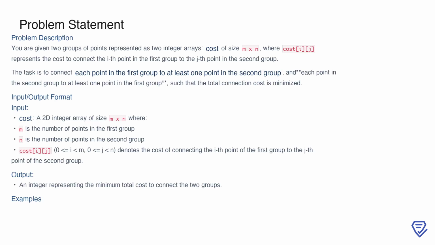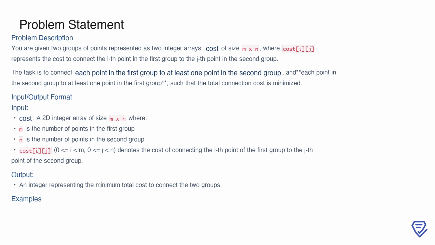In this problem, we are tasked with connecting two groups of points, represented by an integer matrix called cost. The matrix has dimensions m by n, where m is the number of points in the first group, and n is the number of points in the second group. Each entry in this matrix, cost[i][j], specifies the cost of connecting the ith point in the first group to the jth point in the second group.